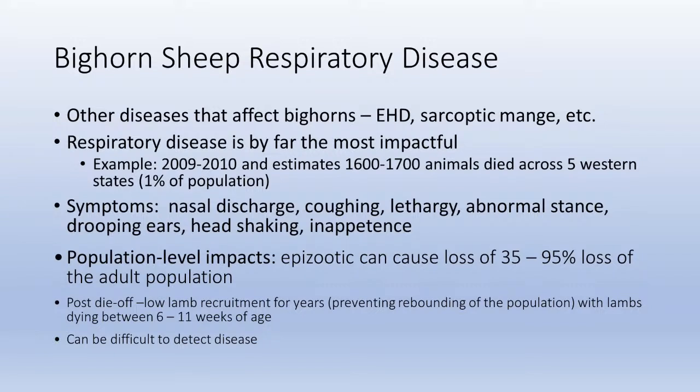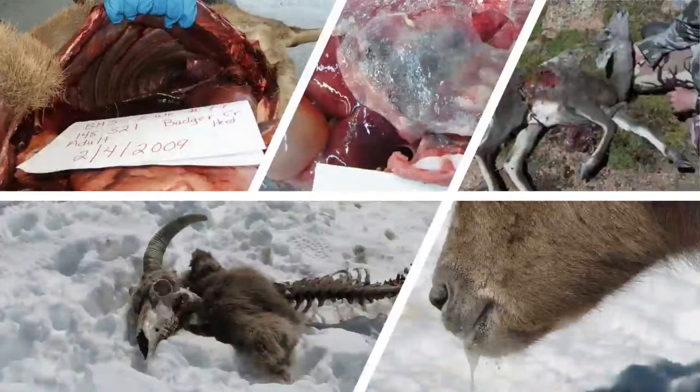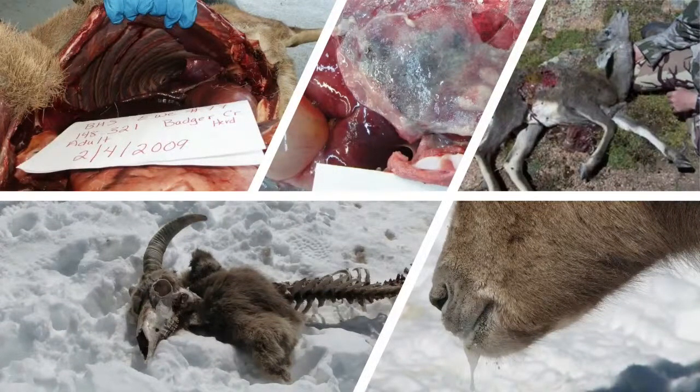And here's some gross pathology pictures from the field of this disease. You can see some lung adhesion, some consolidation. And what's kind of interesting, here's a lamb that was found. It's got a little bit of scavenging, but it's in good body condition. So this disease is fast, it's acute, and it acts very quickly.